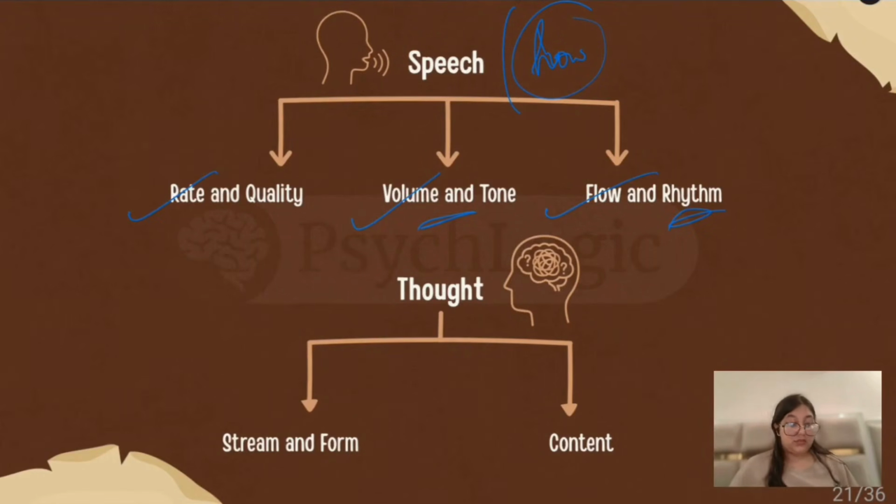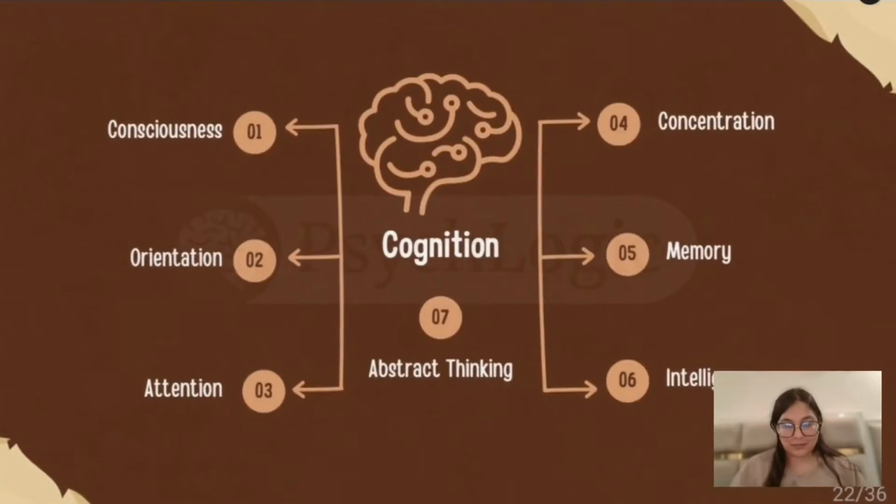Then we have thought. That is something that is not directly observable, but we observe it through the speech, right? So it has stream and form, and content. What do you mean by stream and form? Stream and form is how organized the expression is. When we talk about content, it's what the client is talking about. It could be a delusion, or the client may be talking about hopelessness, worthlessness, suicidal ideations, things like that. These two terms are often confused, so there is a slide, the MSE confusion busters, where we'll clear this up.